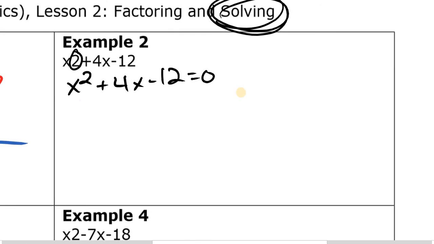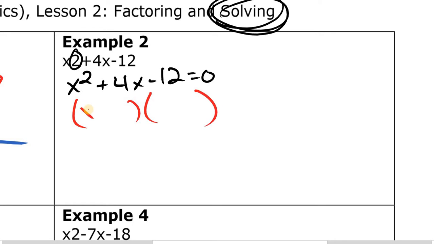All right, let's look at example 2. What do we need to do first? You should have just thought about drawing the parentheses and putting an x there to give us x squared. What two numbers multiply to give us 12 and add to give us 4? So you could list your factors if you need to. 1 and 12, 2 and 6. Can you think of any others? Hopefully you thought of 3 and 4.